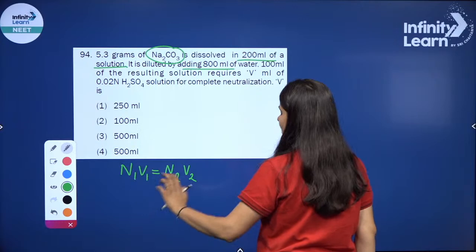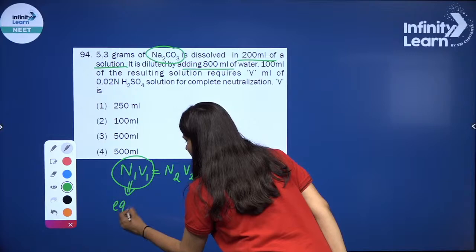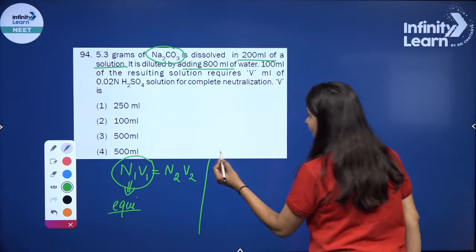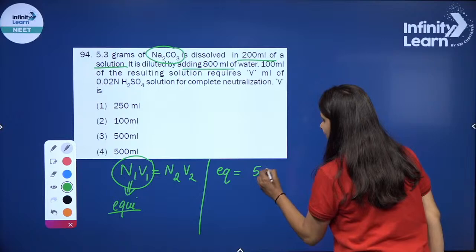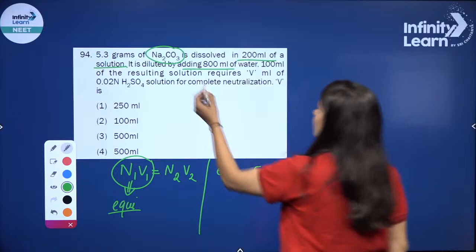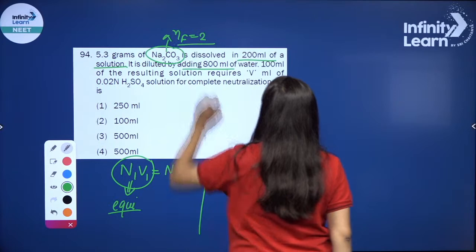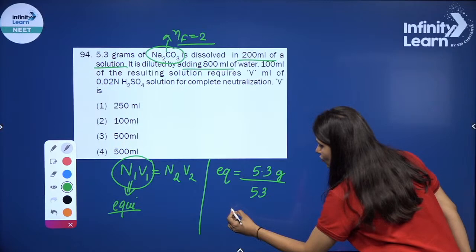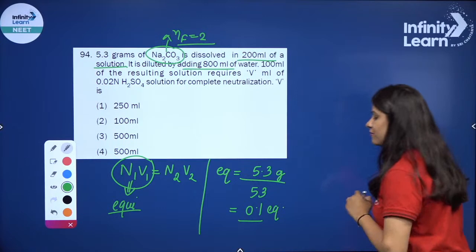We need to calculate. So what is this? N1 V1 is equal to the equivalence, right? So I'll calculate the equivalence of Na2CO3. How can I calculate? The equivalence of Na2CO3 will be what? Given weight divided by equivalent weight. Now, what is the molecular weight of Na2CO3? It is 106. So, I'll calculate what? I'll calculate the equivalent weight. What is the N factor? N factor is 2. It is a salt, right? So, I'll divide it by 2. So, I will get 53. So, what will be the answer? Answer will be 0.1 equivalence. This will give me the value of equivalence of Na2CO3.